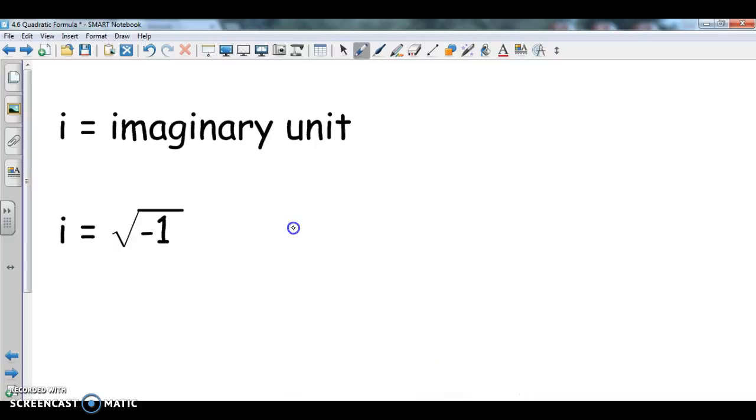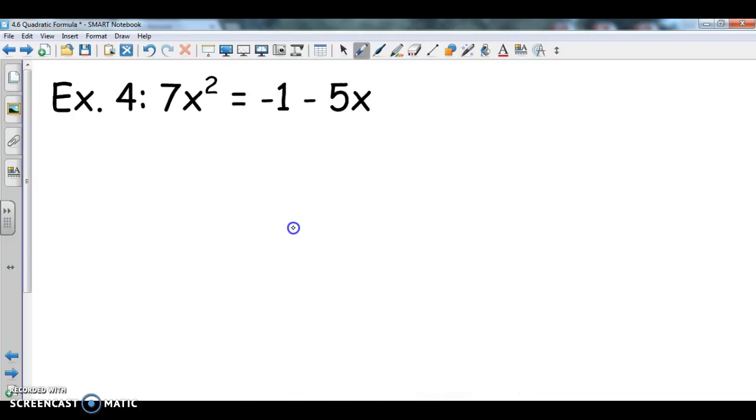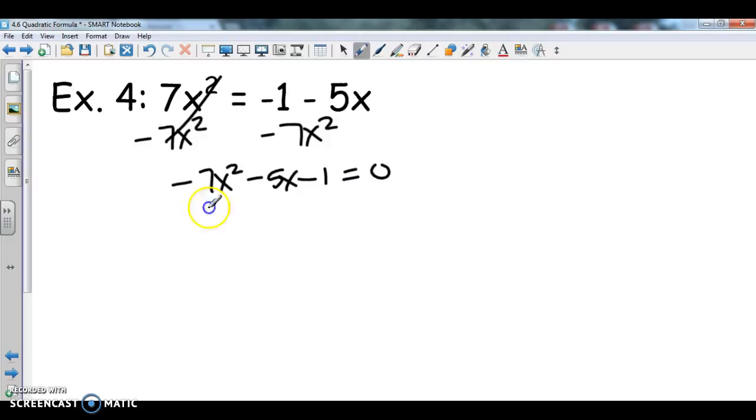Okay, and let's go ahead and talk about this last one, and then we'll be done. You guys can work on your homework. So we have to put everything on the same side. You can move it to the left or you can move it to the right. So let's just see what happens when you end up with a ton of negatives. So let me move the negative 7x to the right. I could have moved everything to the left as well, but I just want to show you guys what happens with negatives. So you have negative 7x squared minus 5x minus 1 equals 0. So a is negative 7, b is negative 5, and c is negative 1.